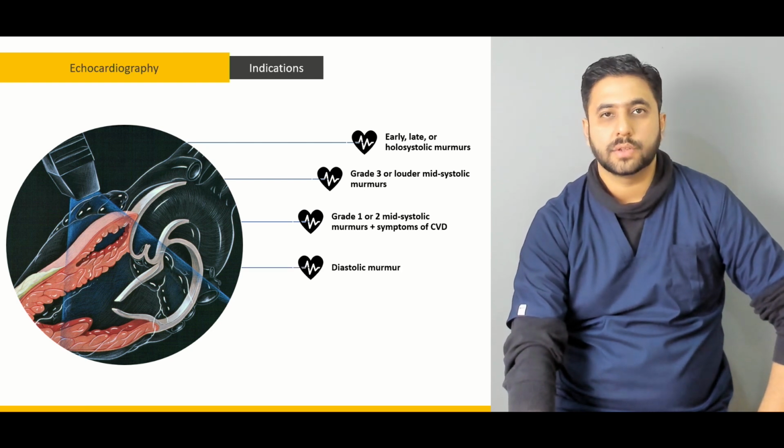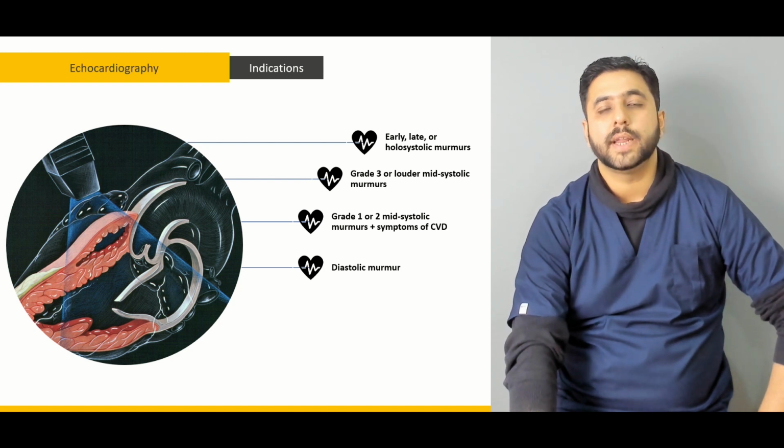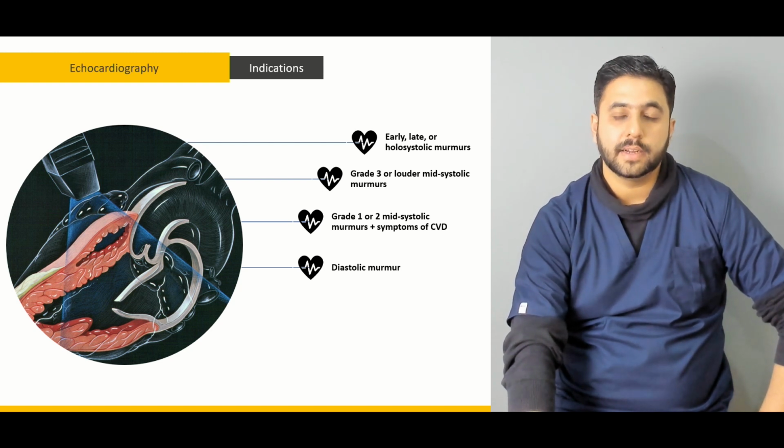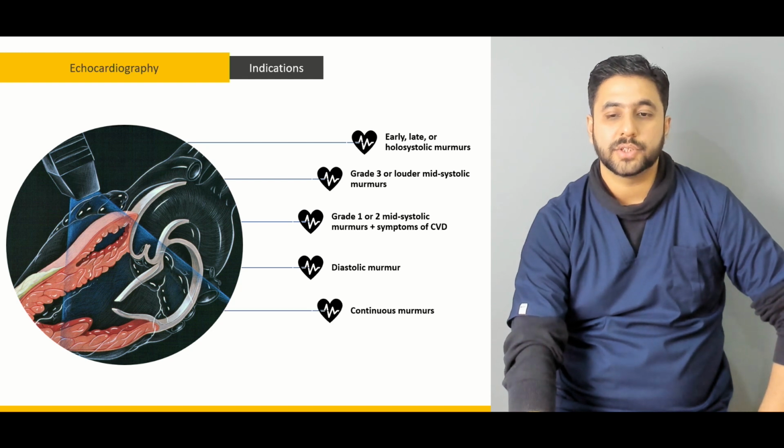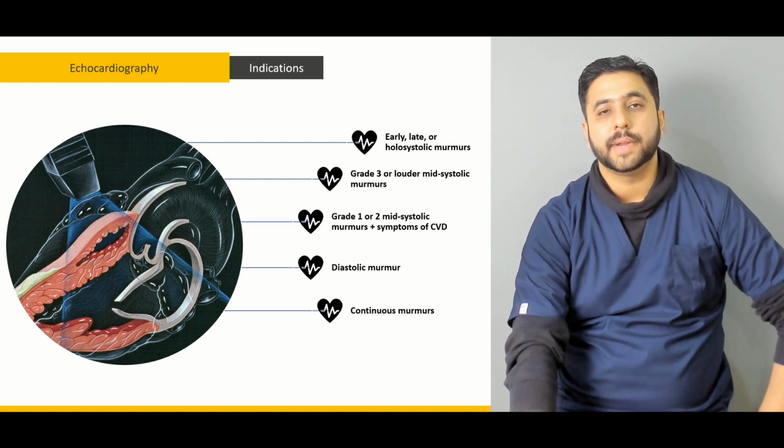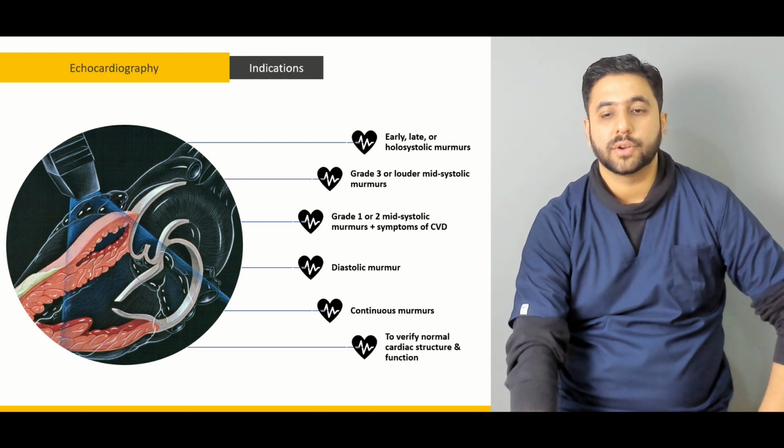Similarly, for all kinds of diastolic murmurs, the early diastolic murmurs, the mid to late diastolic murmurs, we will do an echocardiogram to definitively diagnose what is going on with the patient. Continuous murmurs, for example, patent ductus arteriosus, are an indication for echocardiography.